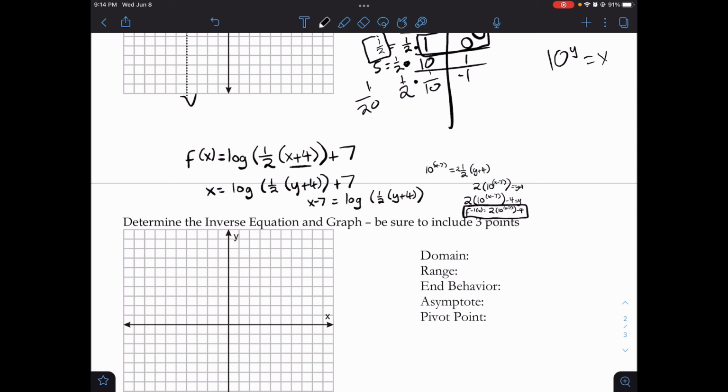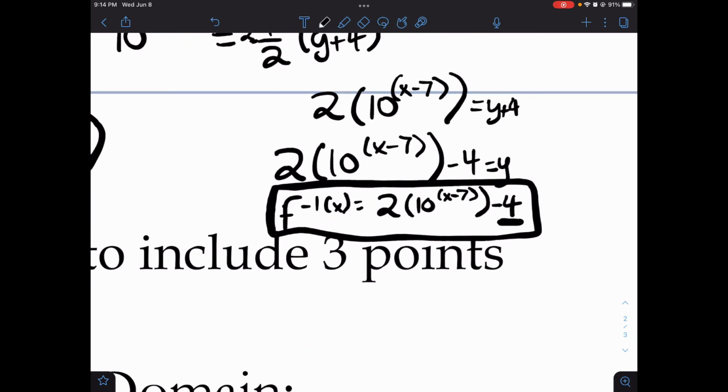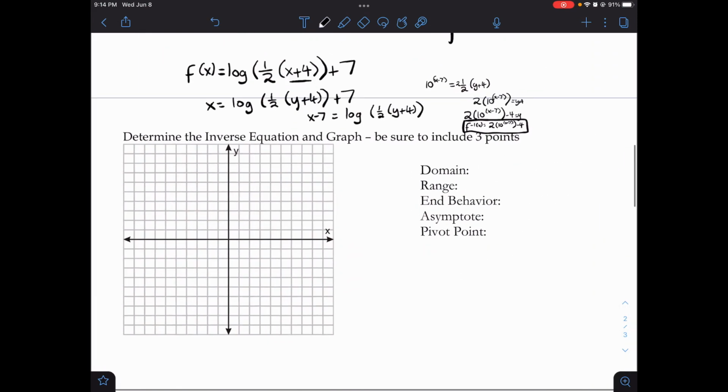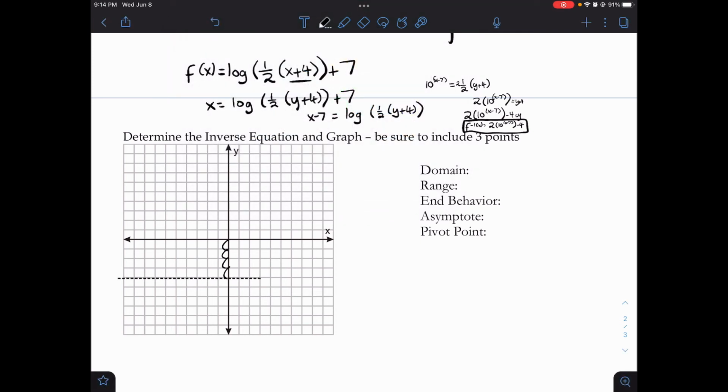Now to graph, we also have to know what the actual parent function of an exponential form looks like. So it looks like this, and the asymptote is y is equal to 0. Now that's going to change. The asymptote is going to be at -4 because our whole graph is moving down by 4. So at -4, we're going to go 1, 2, 3, 4, and draw a dotted line representing our asymptote.